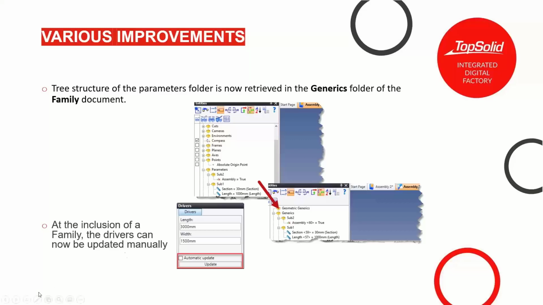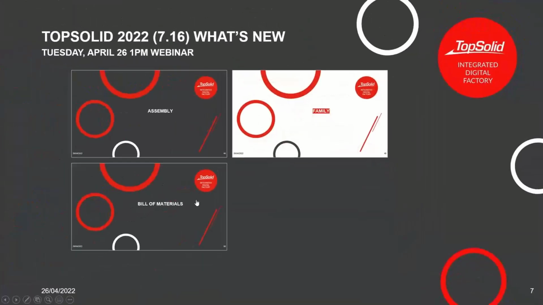At the inclusion of a family, the drivers can now be updated manually. In other words, you can type the new values in and hit update and watch them update before committing to that updated change. Okay? Alrighty. That's it for families.